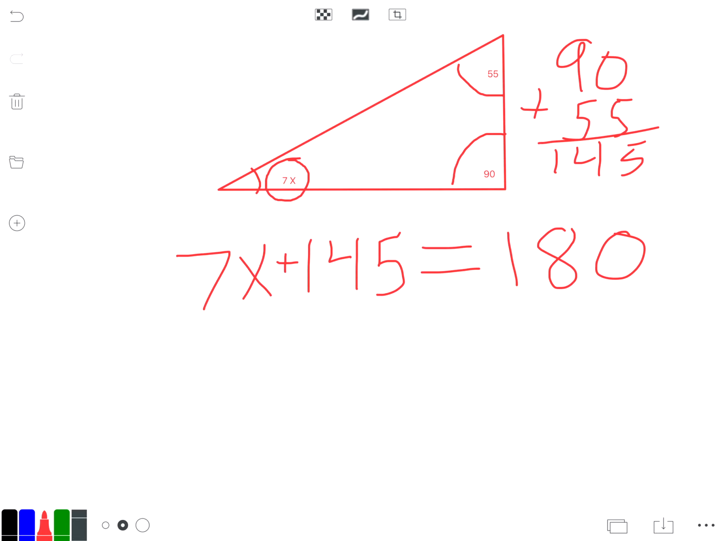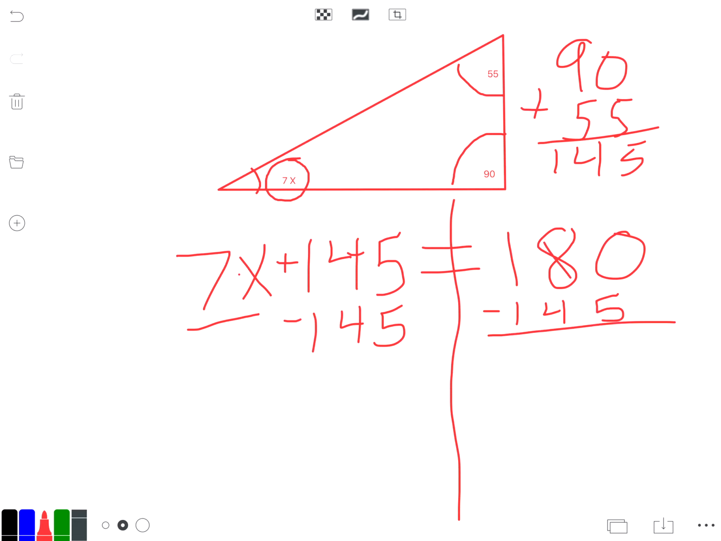So we do the same procedure. We want to solve for 7x. We can't separate that yet because they're tied together with a multiplication. Remember that? So if you leave that there, subtract the 145, do the same thing on both sides. Again, I apologize for the writing. I'm trying to write with my finger here. So that gives us 7x, bringing that down, equals 35.